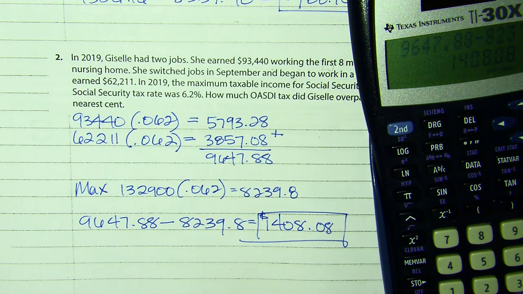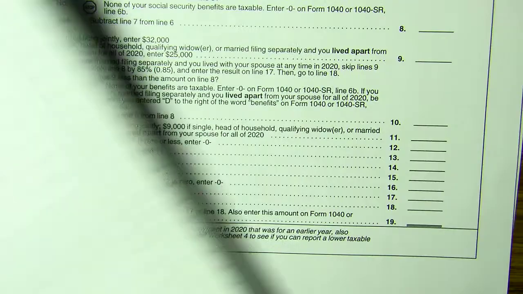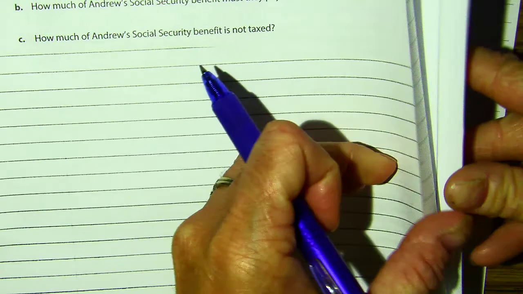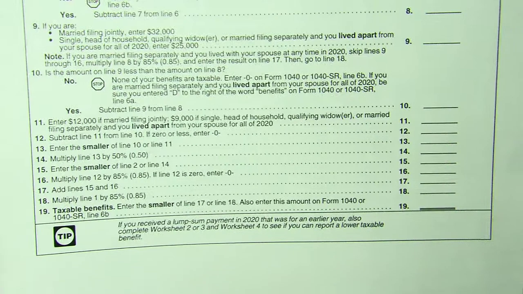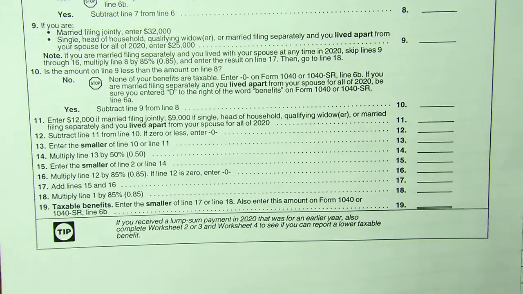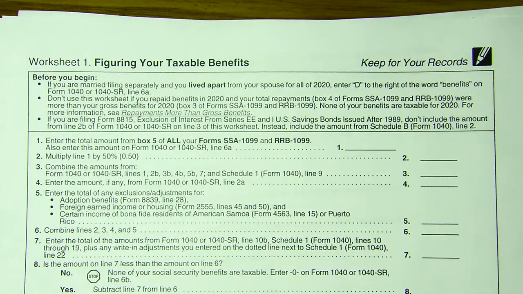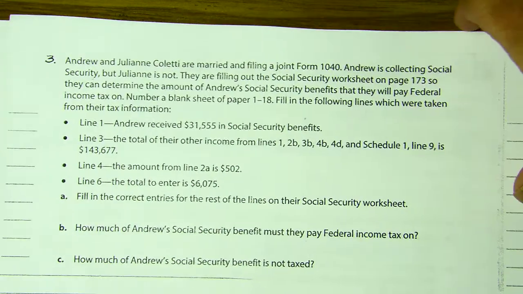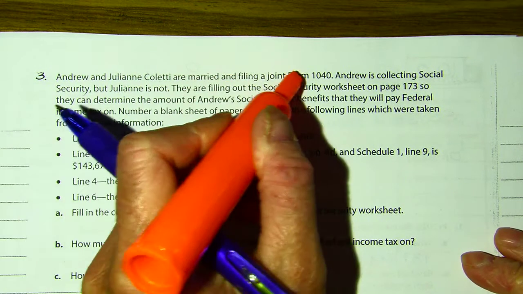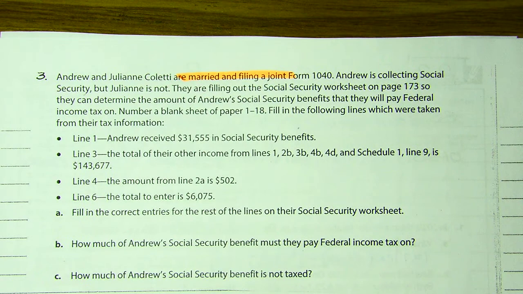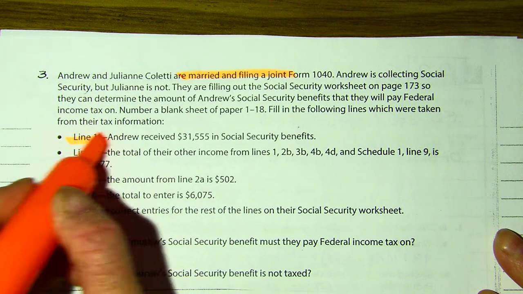All right, the rest of our work is we're going to fill out an actual form based on some information. They're going to give us information about an individual or a couple, or someone who's filing separately, and we're going to fill out this form to figure out your taxable benefits once you do retire. So we're going to fill out this form together. Let's go over the information in number 3. We have married and filing jointly. That's important. Andrew's collecting Social Security. His wife isn't.